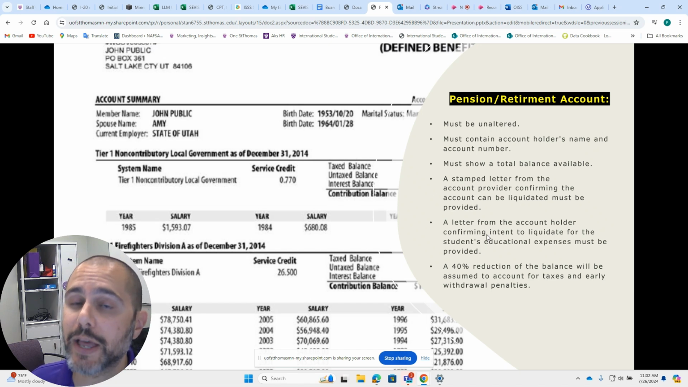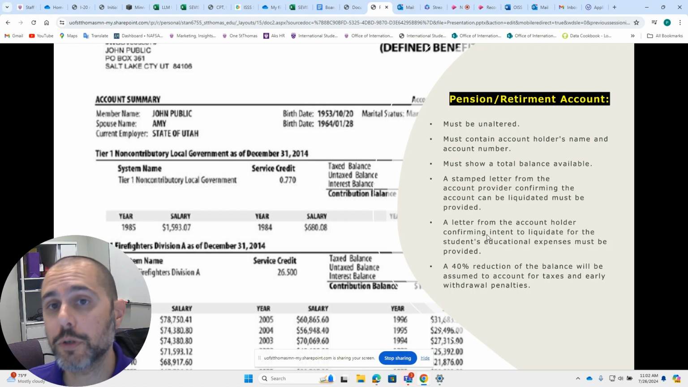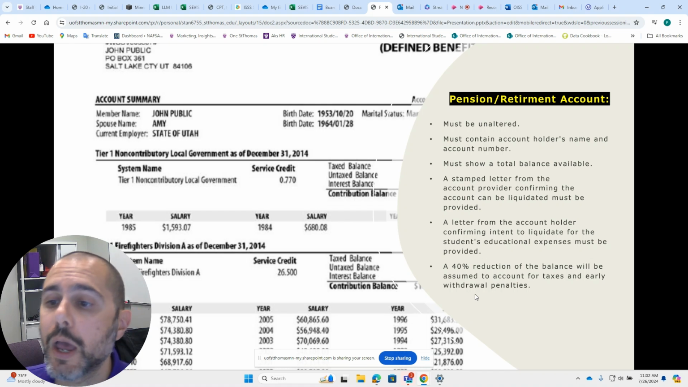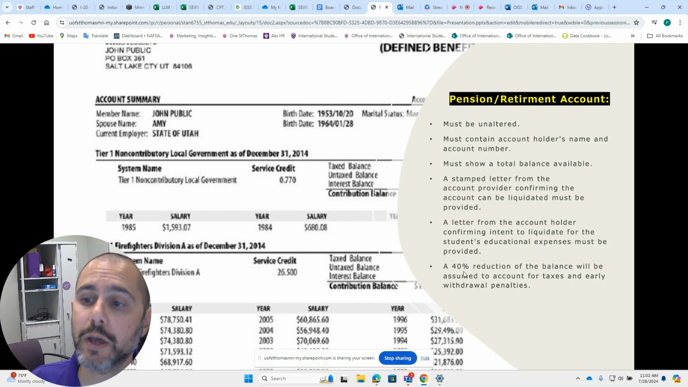Then you also have to have a letter from the account holder, the person whose pension it is, saying that they will take the money out and put it toward their education. And then finally, understand that if you try to use a pension fund, I'm automatically going to reduce the amount in the fund by 40%.